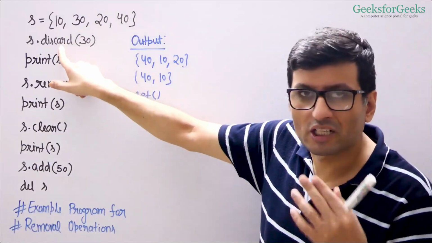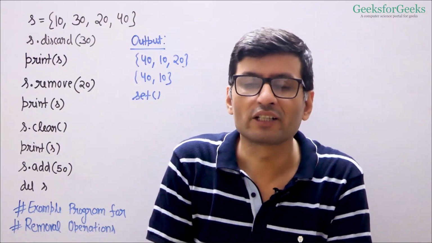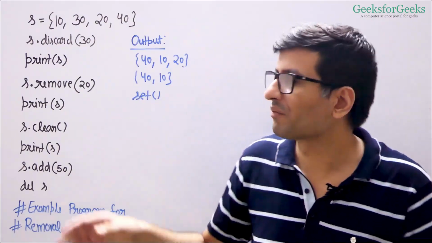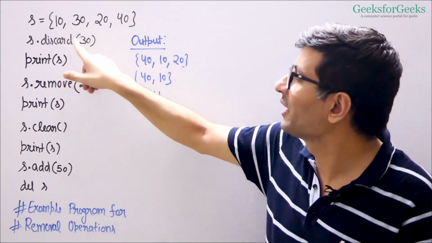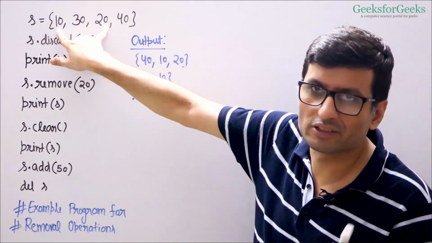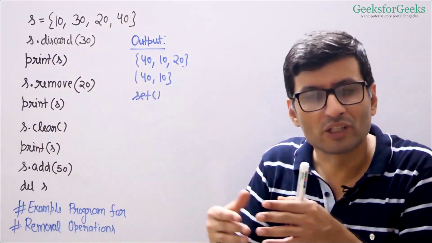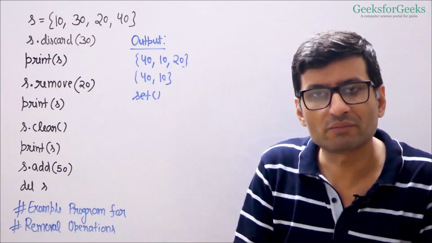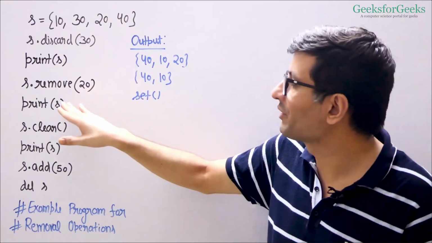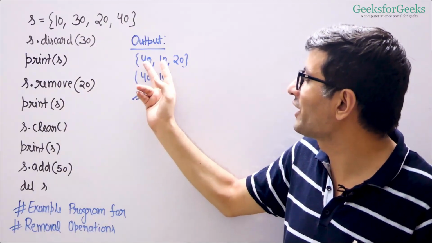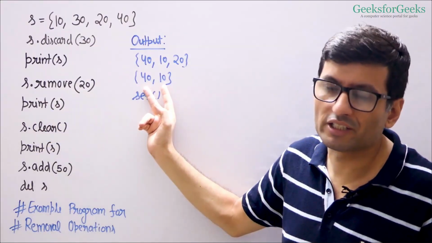The one thing about the discard function is if you provide an item which is not present in the set, then it's not going to do anything. For example, if I provide 50 here, it would not change anything in the set and our set would remain as it is. The next removal function is remove. It works like discard. If you provide an item, it's going to remove it. After we call remove 20, we are going to have only 40 and 10 left in the set, and if we print the set, we are going to get 40 and 10 as output.